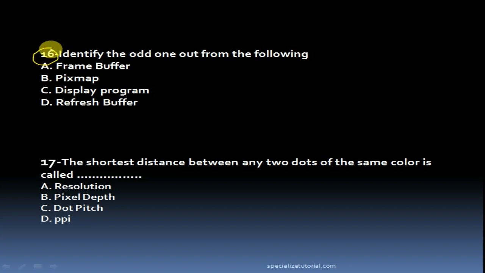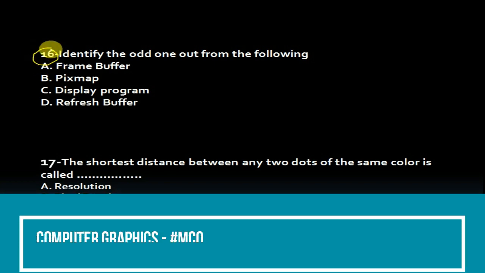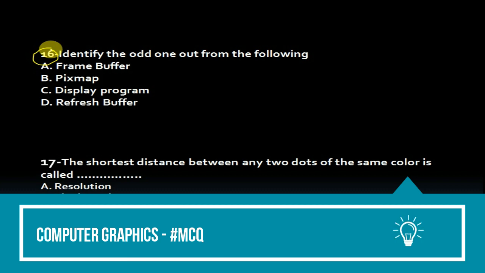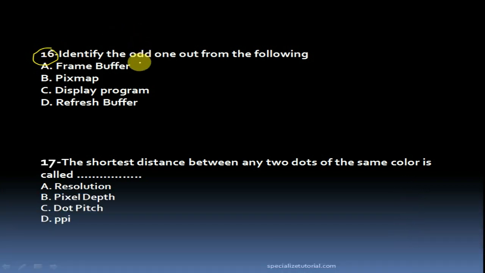Question number 16, identify the odd one out from the following: frame buffer, pixmap, display program and refresh buffer. Basically, the odd one out from the following is the pixmap.